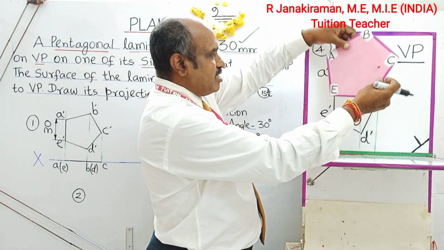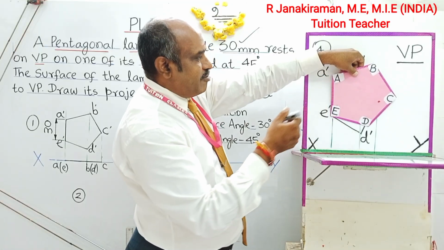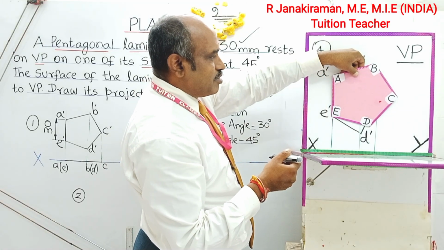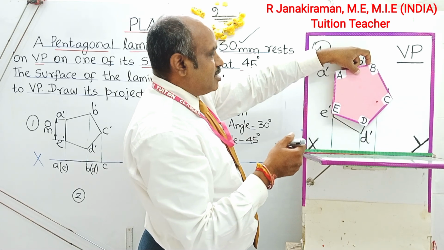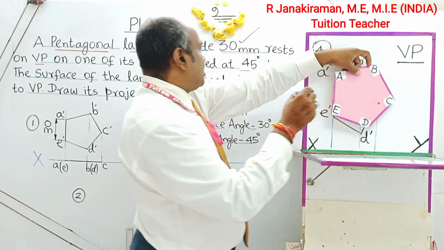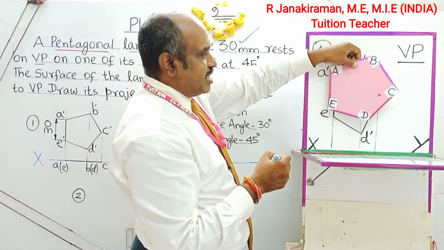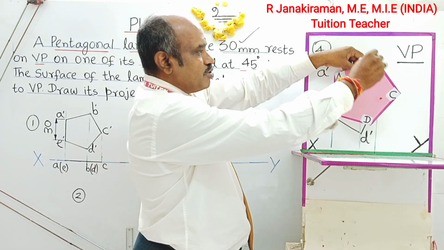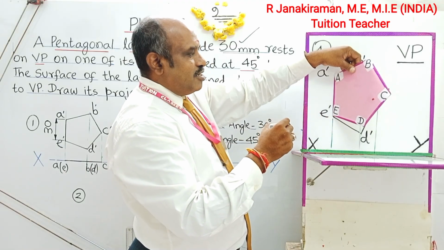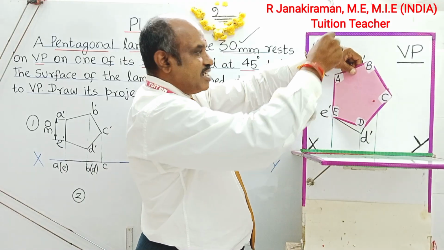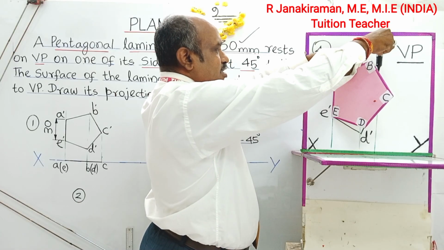Here for the base position, the object was placed like this. First diagram, second diagram completed. For surface inclination, I have to turn this lamina towards the right or towards the left, that we don't know. So referring to the question, it is given that it rests on one of its sides. Sides means I consider AE as the resting side. So I have to tilt this lamina so that this rose colored portion, the entire area called a surface, is now inclined. What is the angle of inclination? 30 degrees, seen in the top view. You can see this gap, 30 degree inclined to VP.